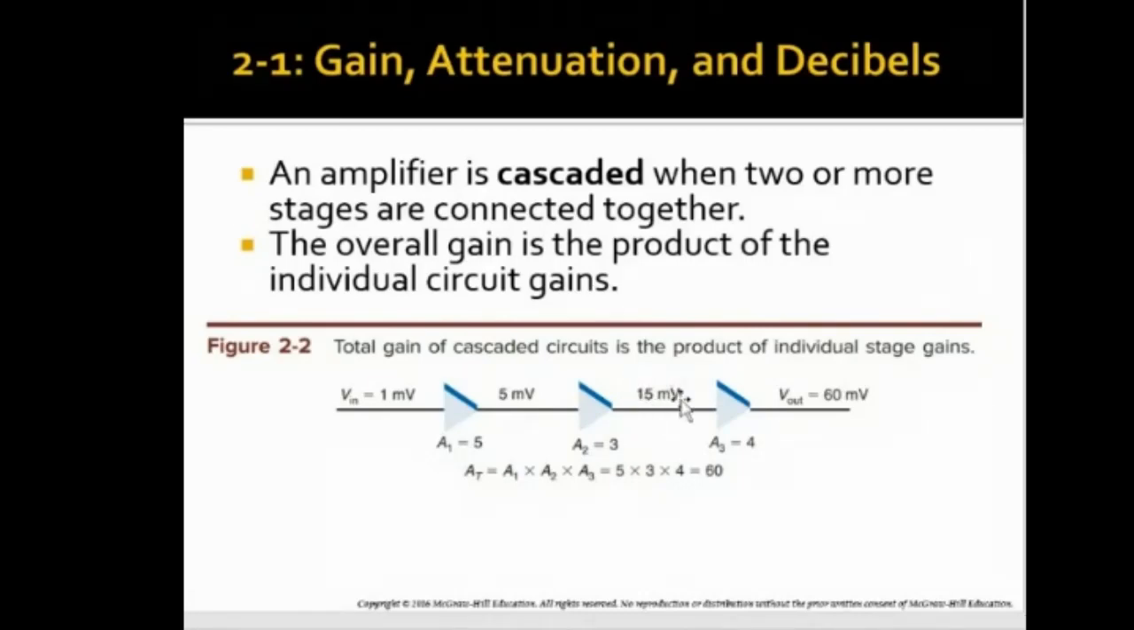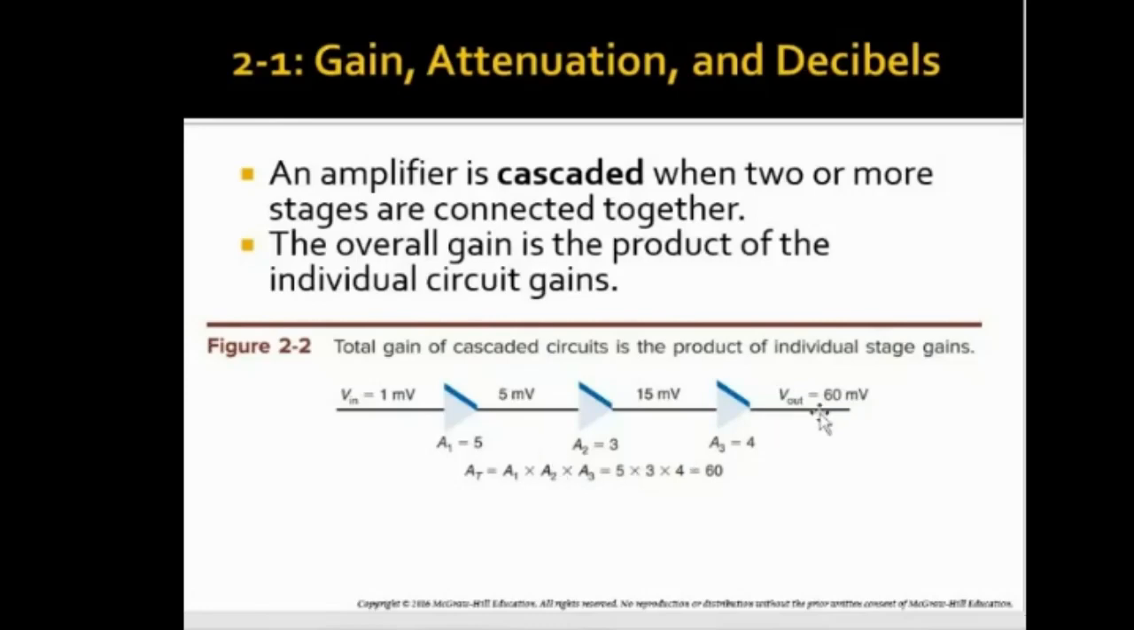And then the 15 millivolts is applied to the third amplifier, which has a gain of 4. 15 times 4 will be 60 millivolts. So you can see our voltage was 1, and the output becomes 60 millivolts.